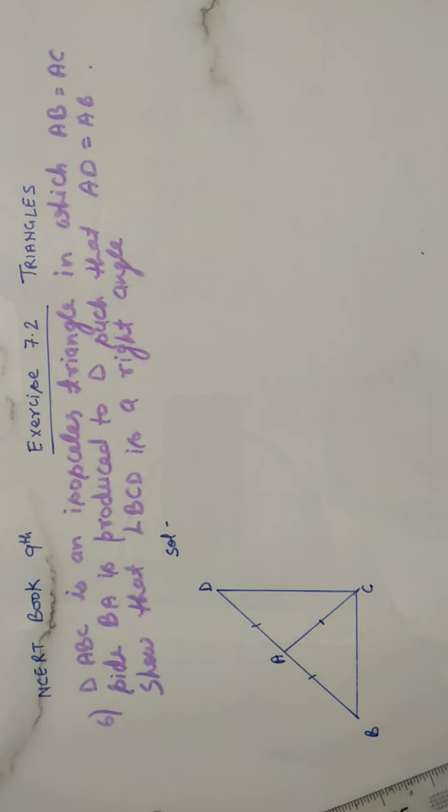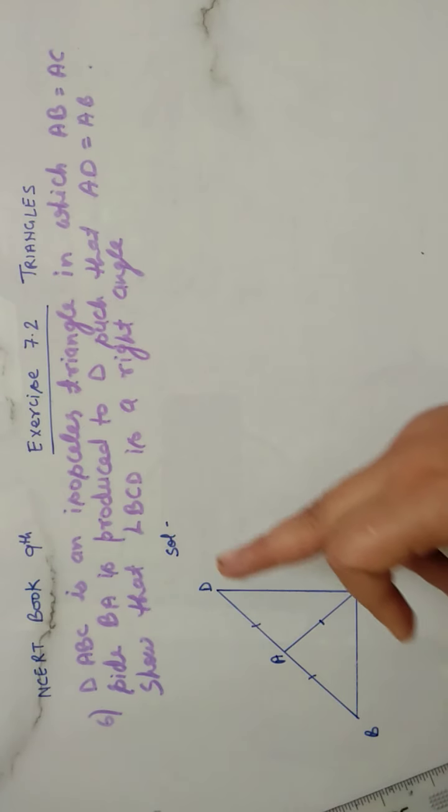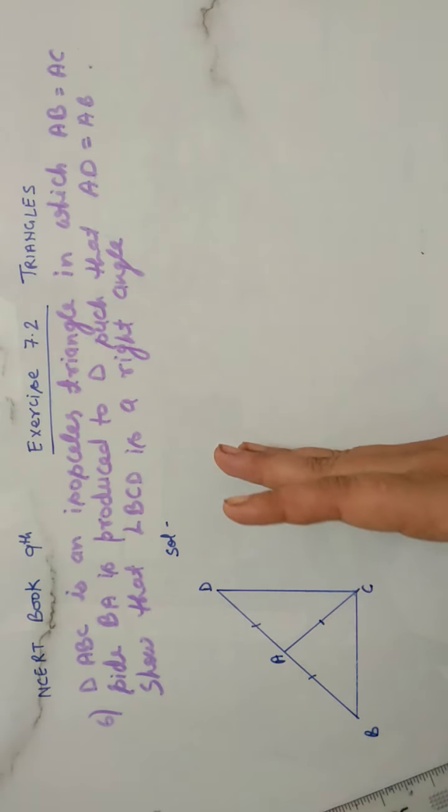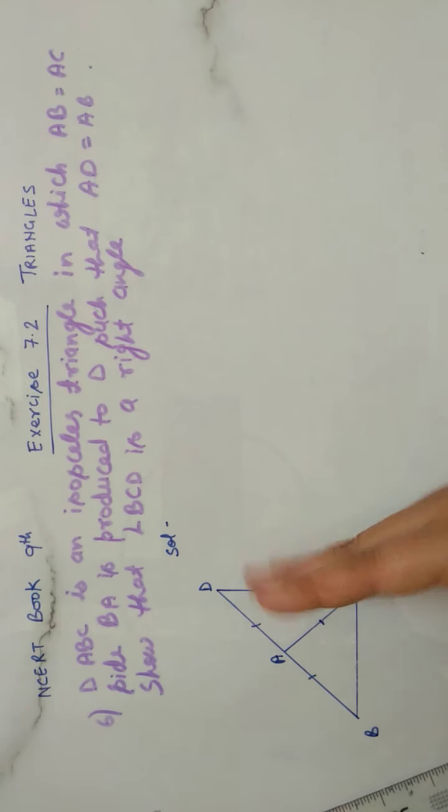So just have a look at what question number 6 is. A triangle ABC is given to us, an isosceles triangle in which AB and AC are both equal. And this side BA is produced to point D such that AD is also equal to AB. Now we have to prove that angle BCD is a right angle. So this triangle BCD is a right angle triangle at point C. So just see the solution. We will discuss the solution.